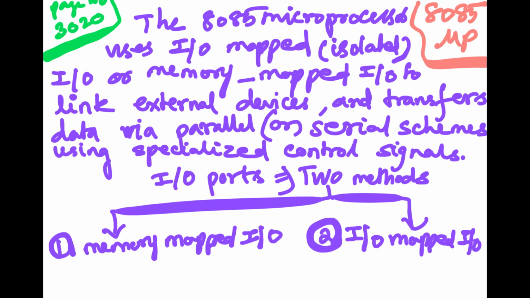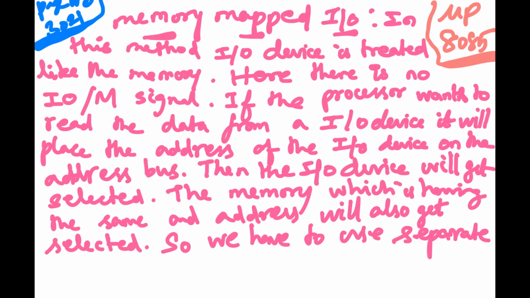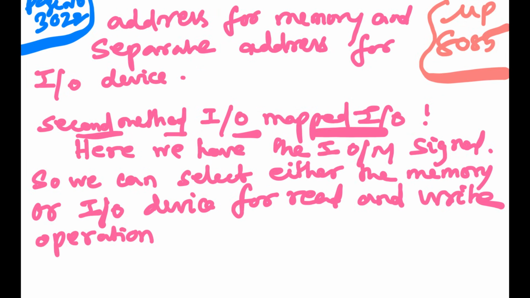I/O ports have two methods: memory mapped I/O and I/O mapped I/O. Memory mapped I/O: in this method, the I/O device is treated like memory. Here there is no IO/M signal. If the processor wants to read data from an I/O device, it will place the address of the I/O device on the address bus. Then the I/O device will get selected. The memory which has the same address will also get selected. So we have to use a separate address for memory and a separate address for the I/O device.